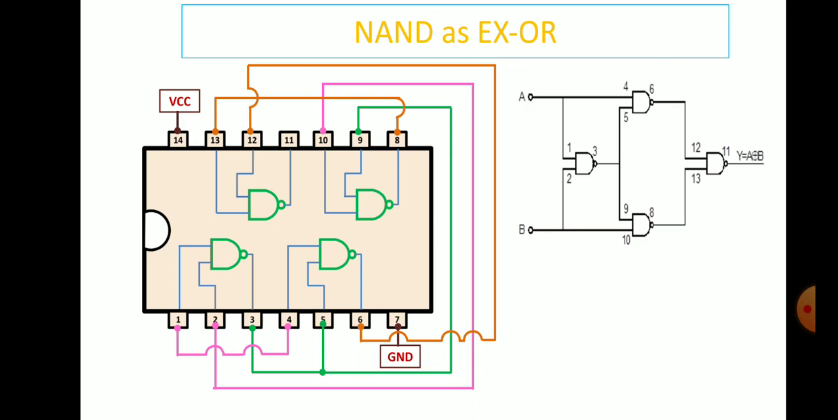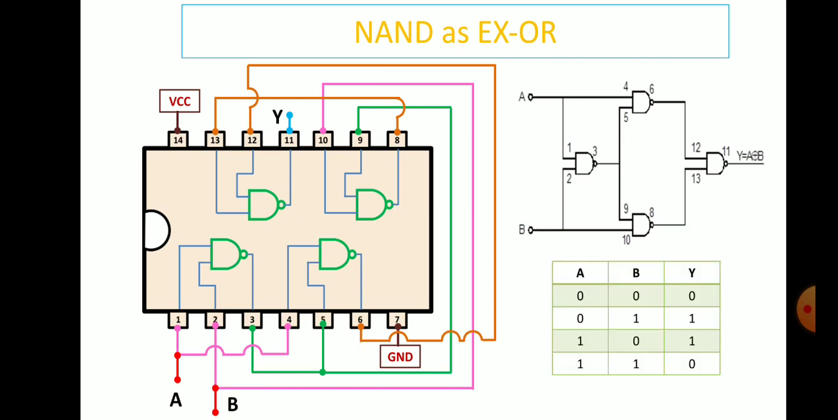So that is all. We take input A from pin number 1 and input B from pin number 2. We take the output from pin number 11. All the connections are given as per the circuit diagram. Now we can check the output.